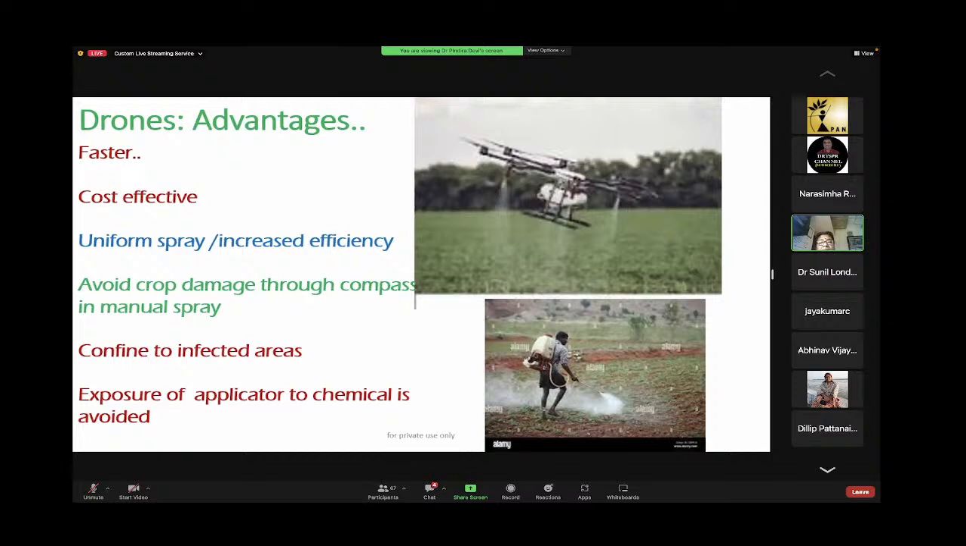And all the other statements, it is true. The exposure of the applicator, I underline the word applicator, to the chemical is avoided. Even if you really require, it can be confined to infected areas alone. Technically, that is correct. And it avoids crop damage due to human intervention at the field. And technically, it is possible to have a uniform spray and increased efficiency.